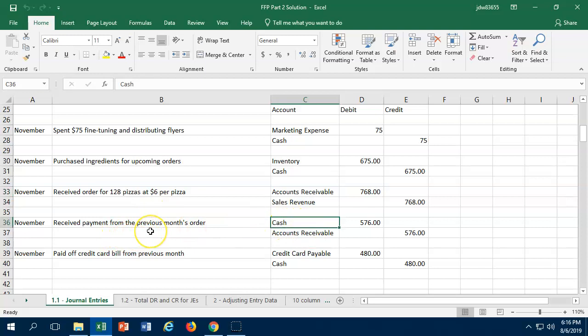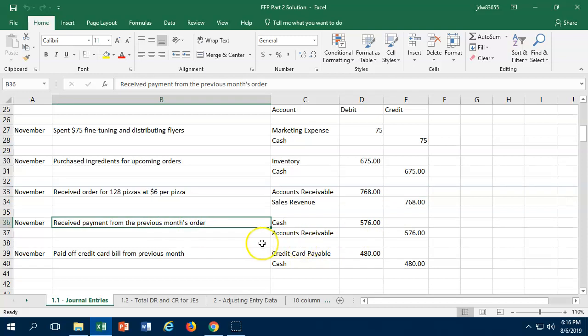Let's see. Okay, yeah, I just wanted to confirm it did say they didn't get paid for that order. Did I do that right? So it should be accounts receivable 768, sales revenue 768.